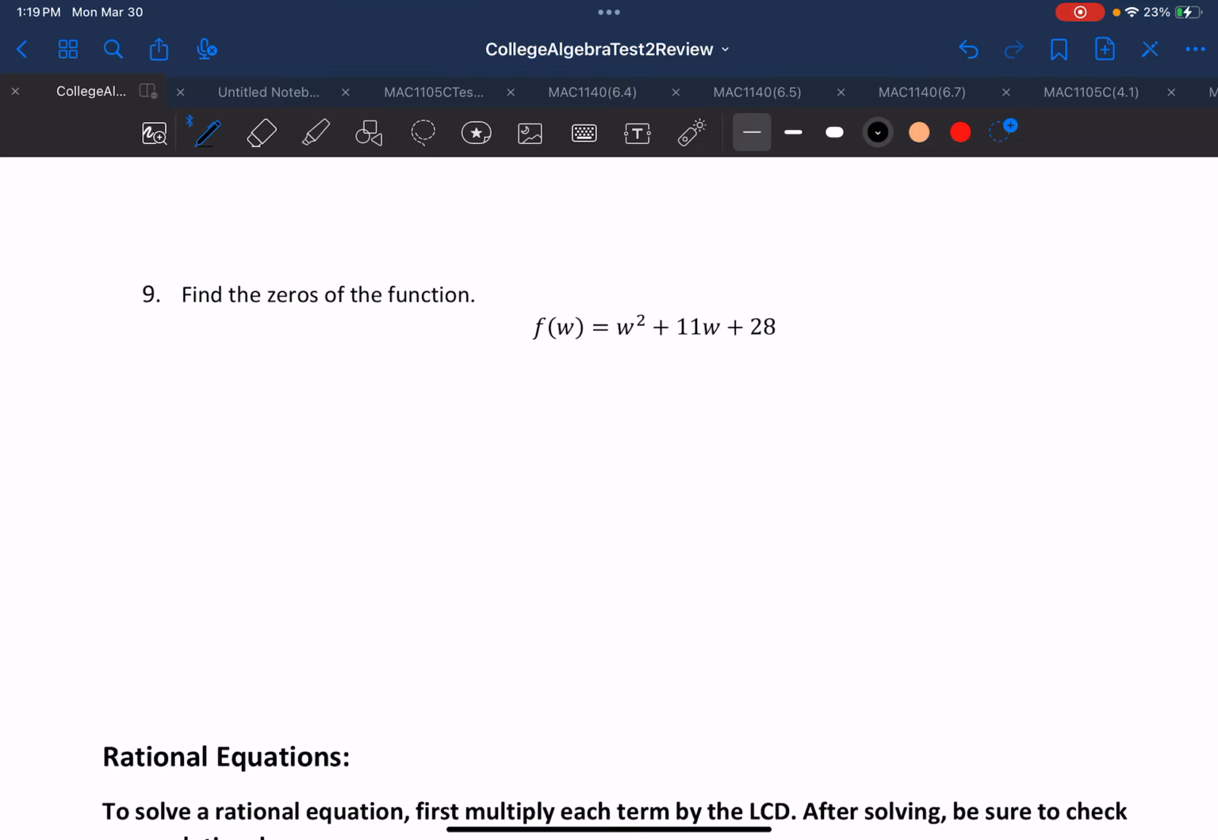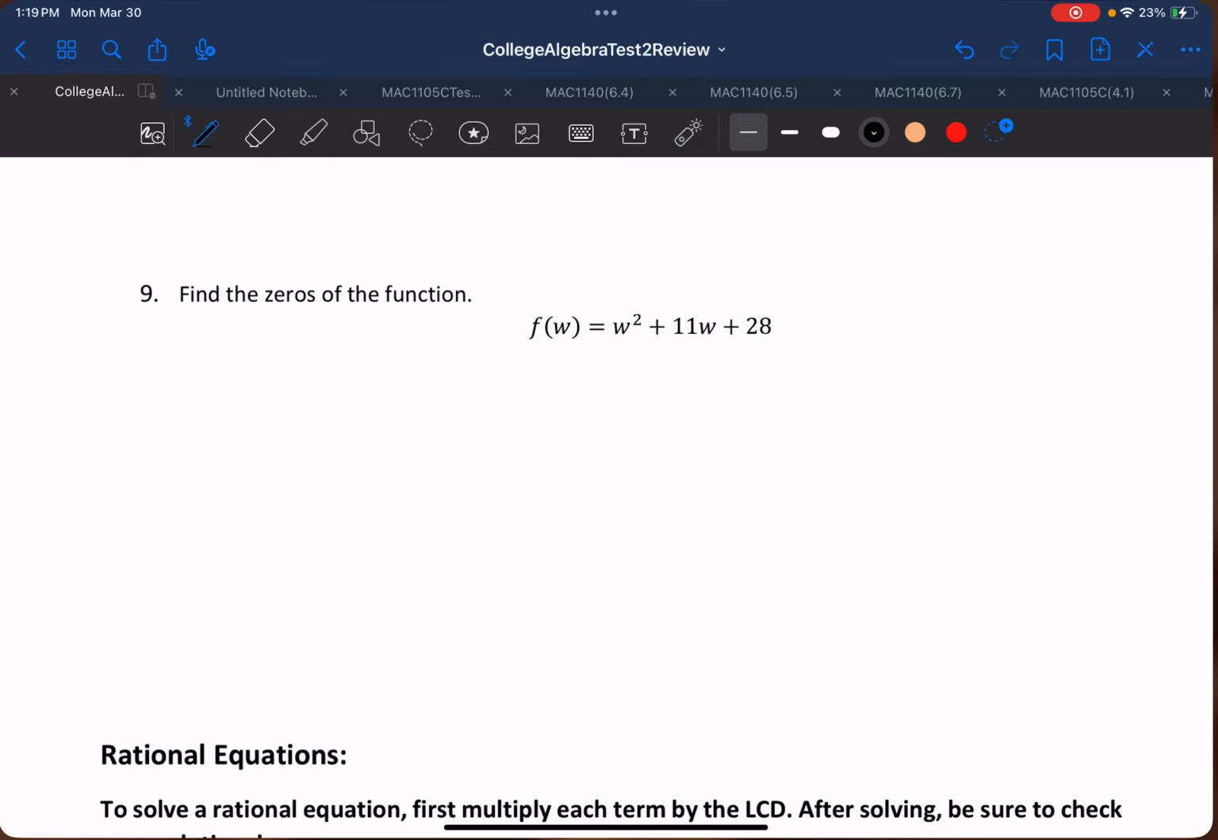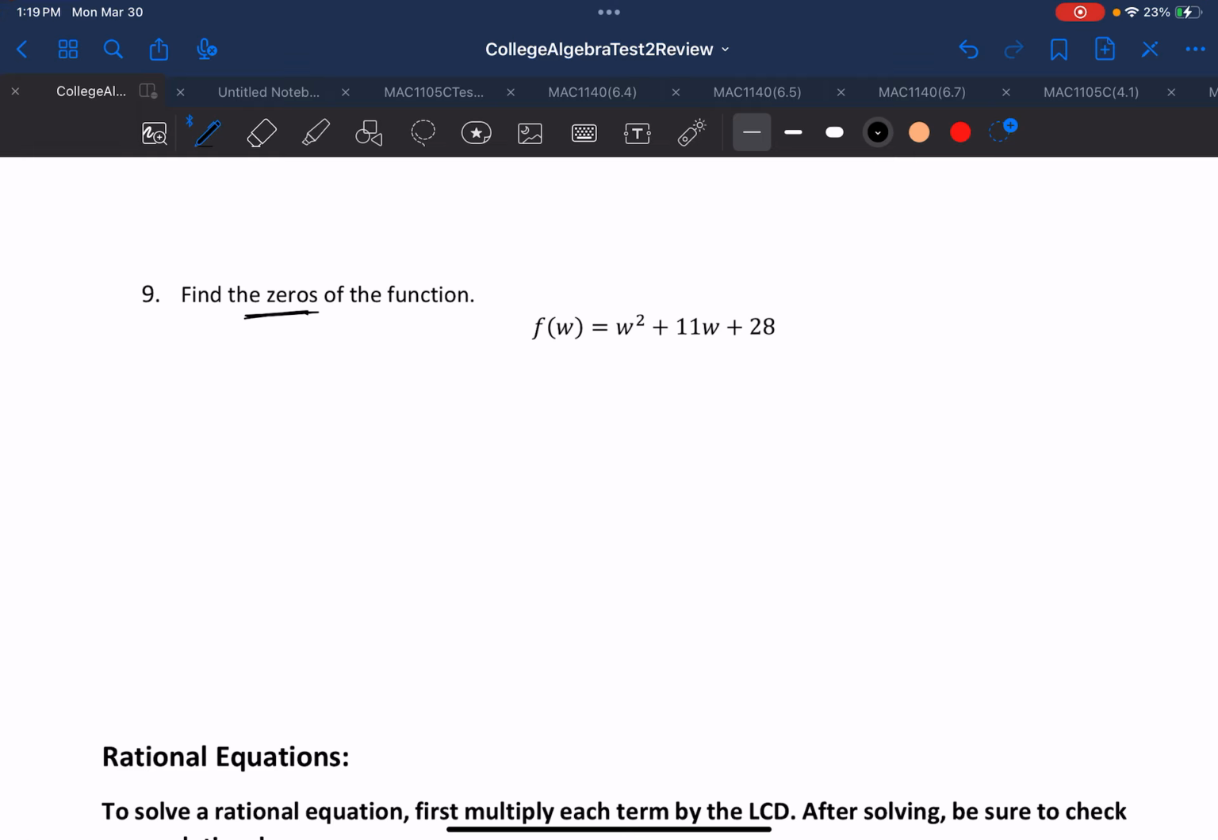Okay, number 9 wants us to find the zeros of this quadratic function. So remember, to find the zeros, you set the entire function equal to 0. So I'd take w squared plus 11w plus 28, and I set it equal to 0. And then I solve. This is a quadratic equation, so we can try and factor it by finding two numbers that multiply to give me 28 and add to give me 11.